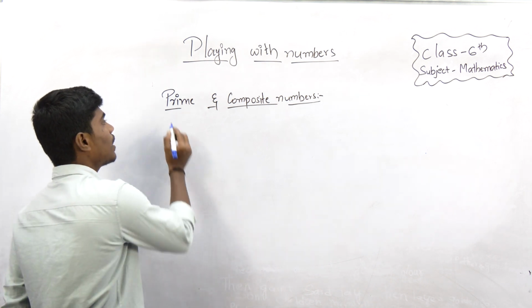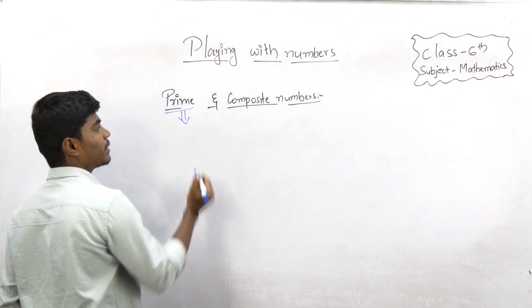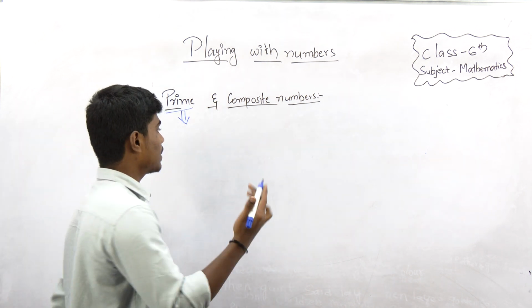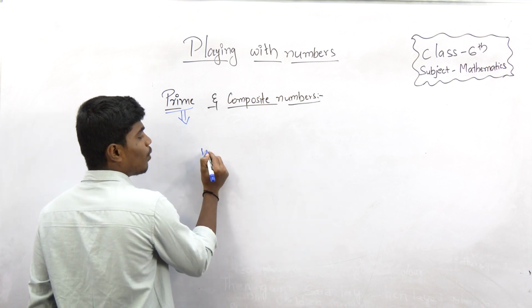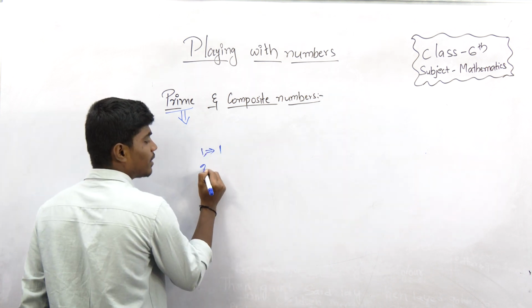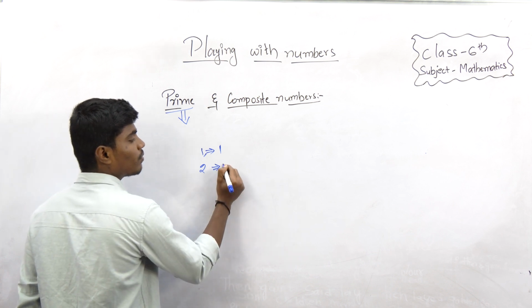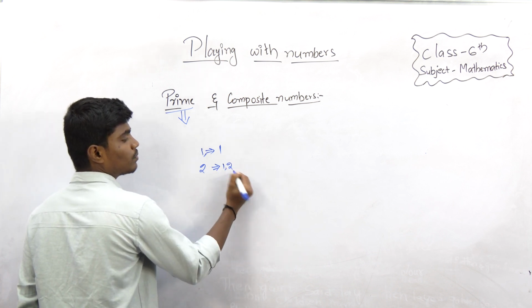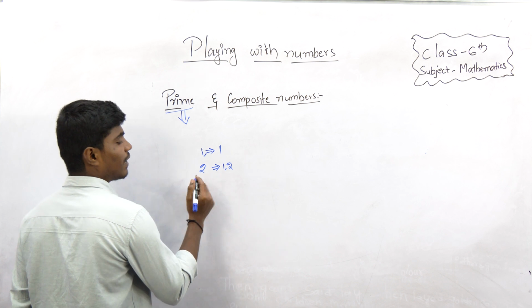First, let's discuss prime numbers. What are prime numbers? Let's take 1. What are the factors of 1? 1. Okay, let's take 2. What are the factors of 2? 1 and 2. There are no other factors.